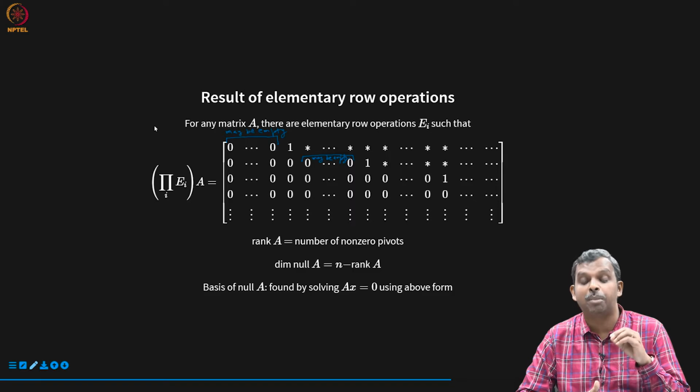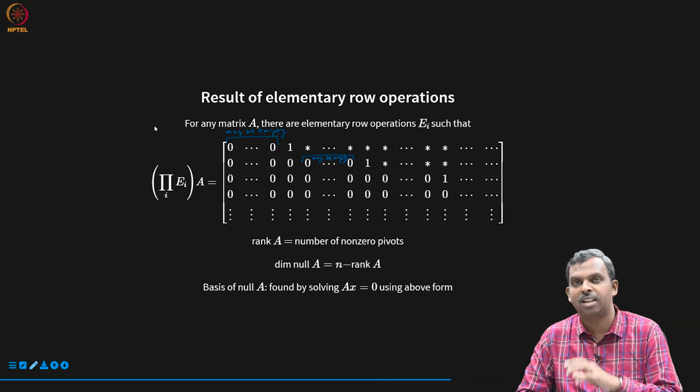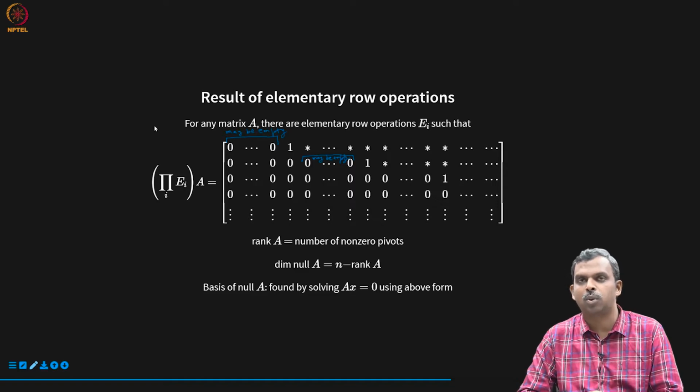Supposing you want to find a basis for the null space of A, all you have to do is solve Ax equals 0 using A in this form. After you do this transformation, you can solve for Ax equals 0. Solving Ax equals 0 also has a very simple procedure, and I will describe that in the next few slides.